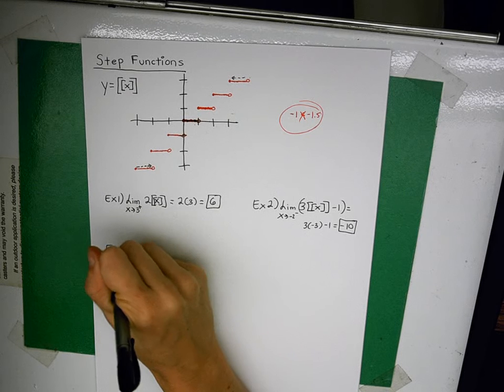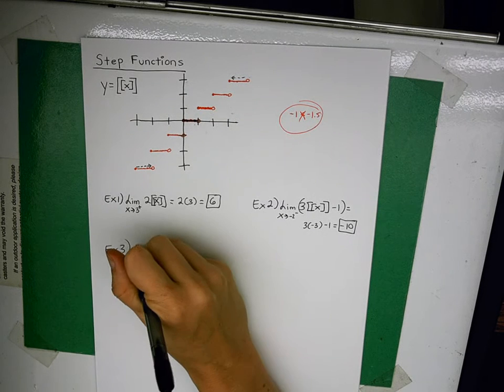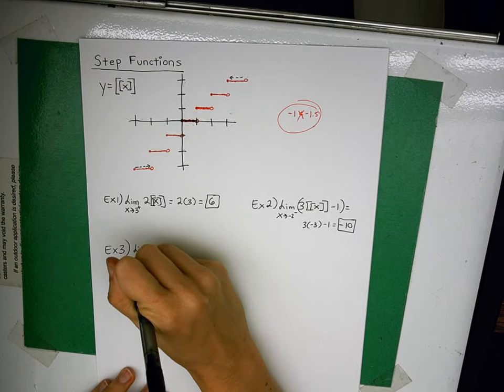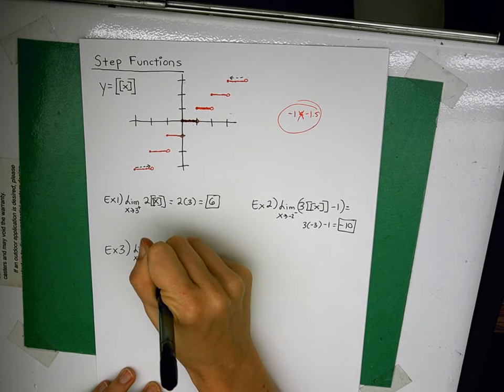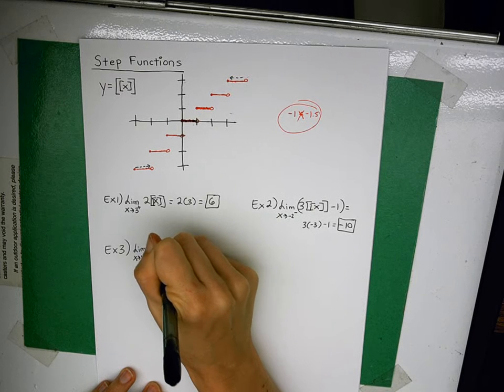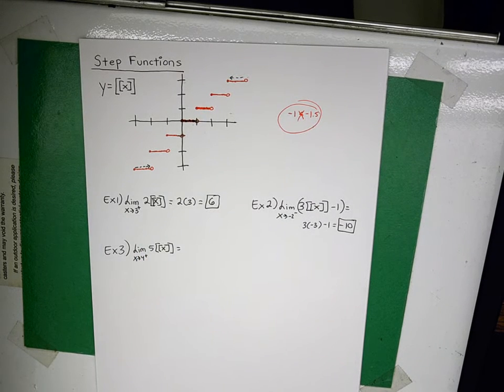Okay, example 3. We're going to do 2 more here, but I'm going to challenge you, if you're watching this video, to write down the problem when I put it up, but then pause the video, try it on your own, and then restart the video to check your answer. That way you're seeing, you know, am I actually understanding this or not? Right? So let's do the limit as x approaches 4 from the right of 5 times the step function of x. Okay, give this one a shot.